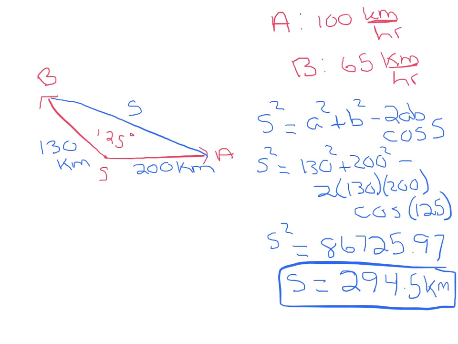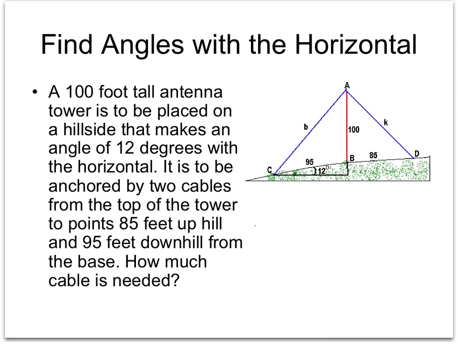One more problem here. A 100-foot tall antenna tower is to be placed on a hillside that makes an angle of 12 degrees with the horizontal. So you can see here I drew in my horizontal. 12 degrees is the incline of the hill. It has to be anchored by 2 cables from the top of the tower to points 85 feet up the hill, here, and 95 feet down the hill. How much cable is needed? So basically in this case I'm looking for this cable and this cable to see how much I need.